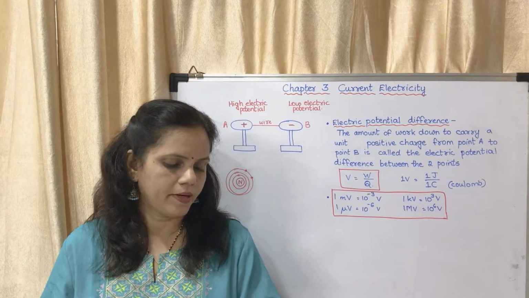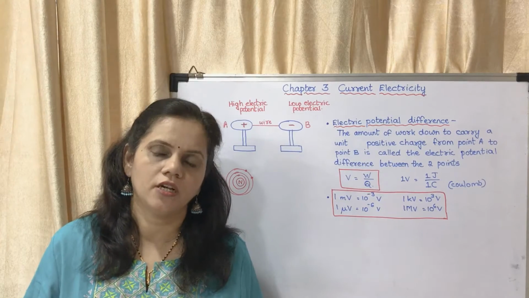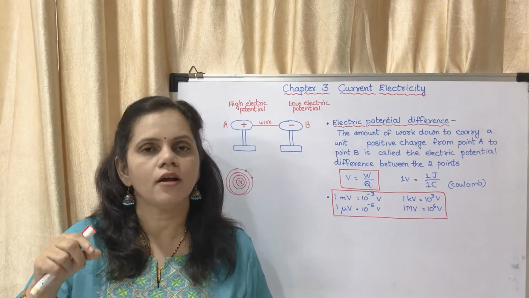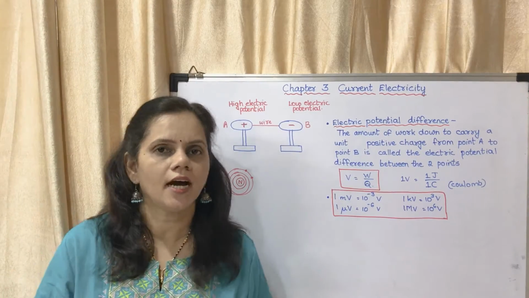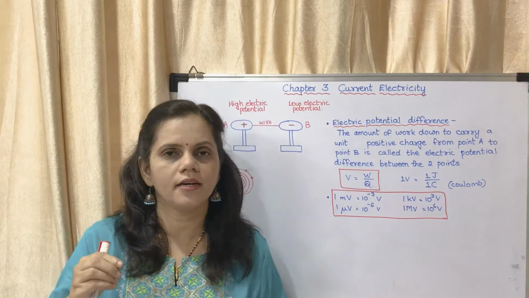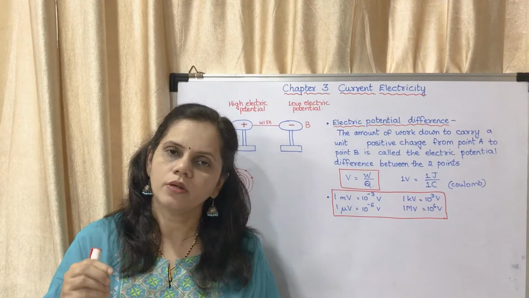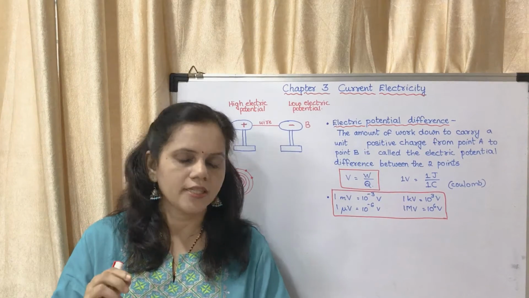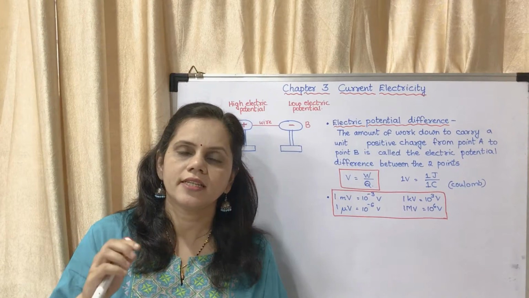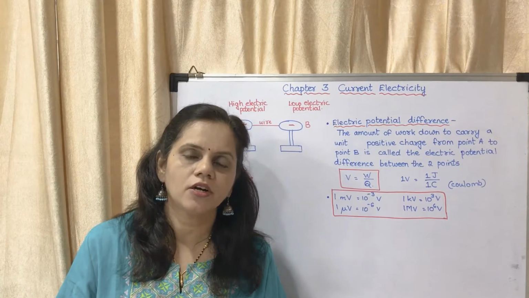the flow will stop. What will you do to keep the water flowing for a longer duration? What will you have to do? You will have to go on adding water to the bottle at the higher level. Then the water will flow from higher level to lower level. Okay, so there should be a difference in their levels. So this difference is necessary for the flow of current also.